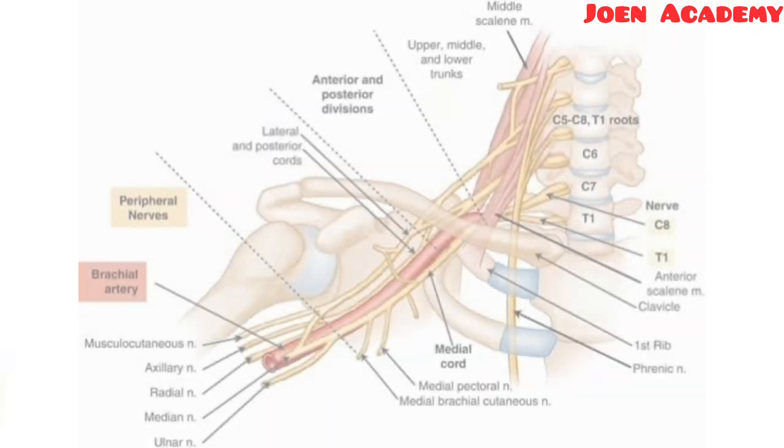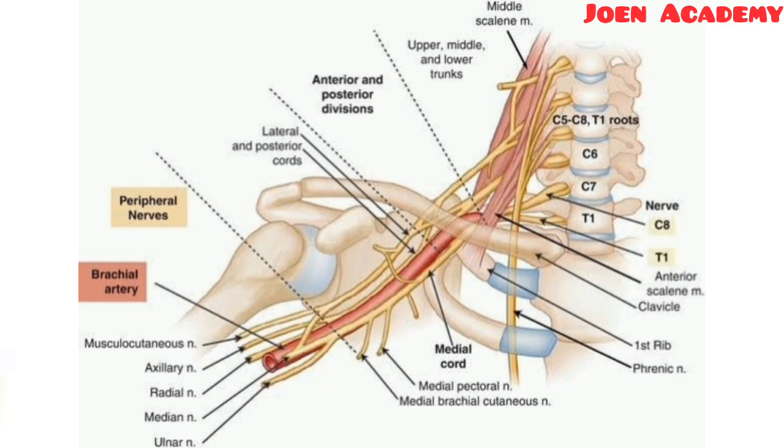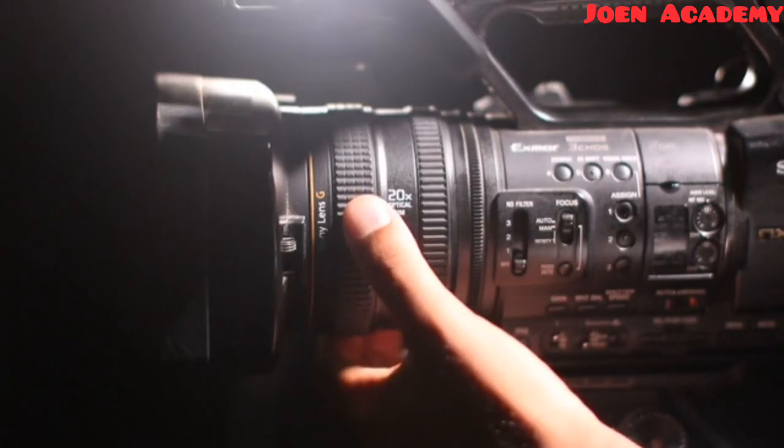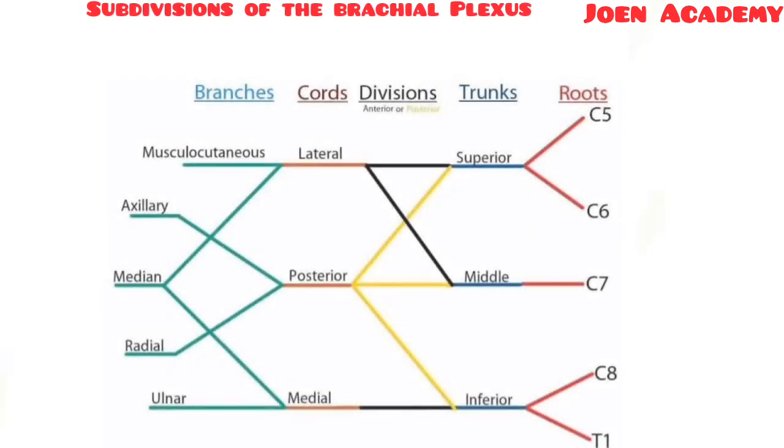The brachial plexus also communicates with the sympathetic trunk through gray rami communicantes, which then joins the roots of the plexus. They are derived from the middle and the inferior cervical sympathetic ganglion and the first thoracic sympathetic ganglion. In this video, we will discuss the subdivisions of the brachial plexus.